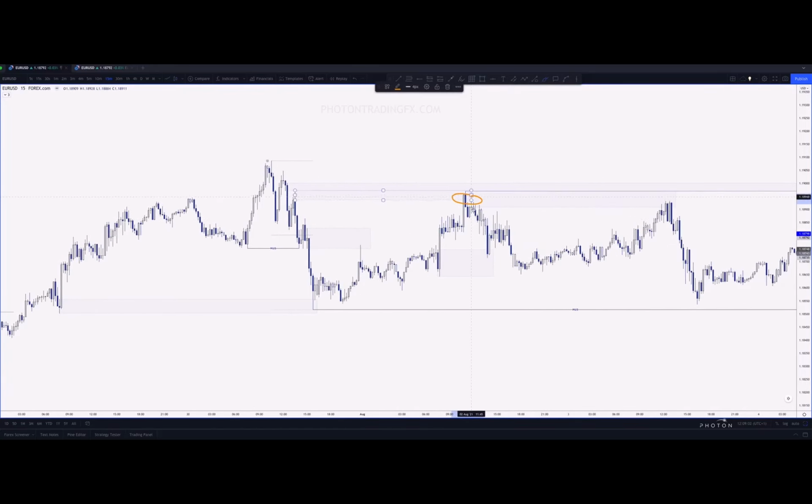Price taps into it. We start to get that change of character again to the downside. Old internal demand zones just facilitate those pullbacks, but it does what? It fails to take out that low. So technically, although we are rejecting supply here, that should be a weak high at this point. Remember, this is the swing high that we are within. This is the swing low, right?